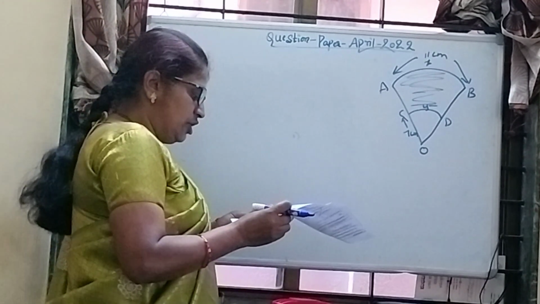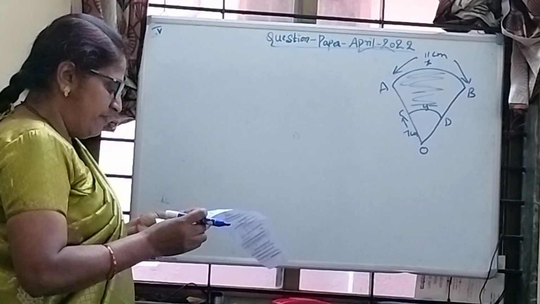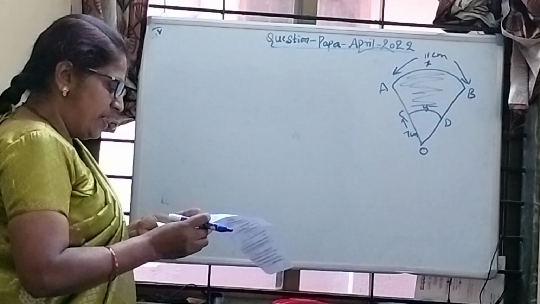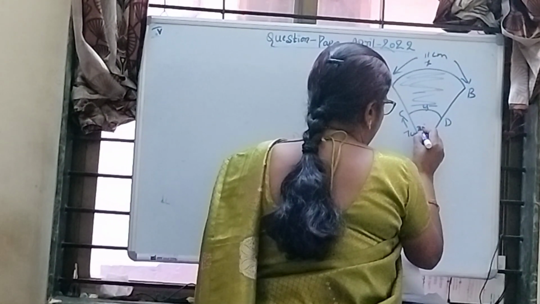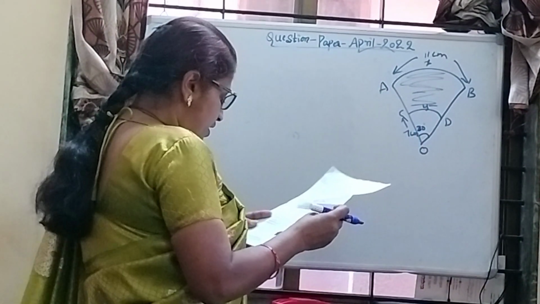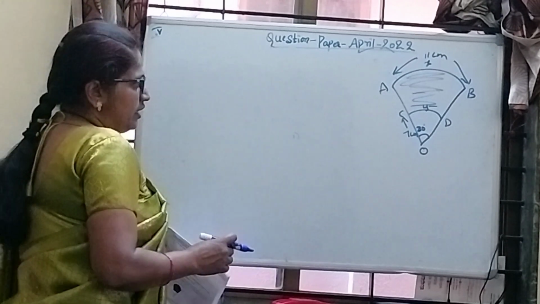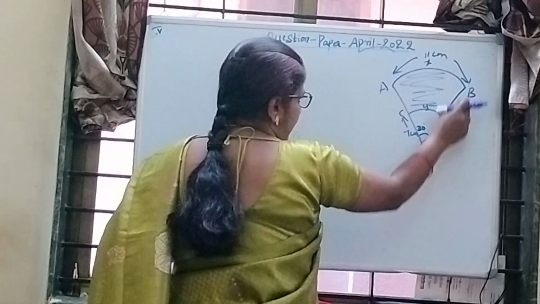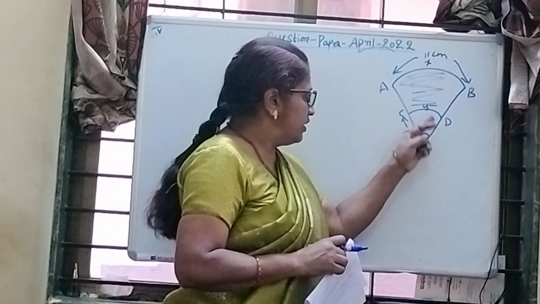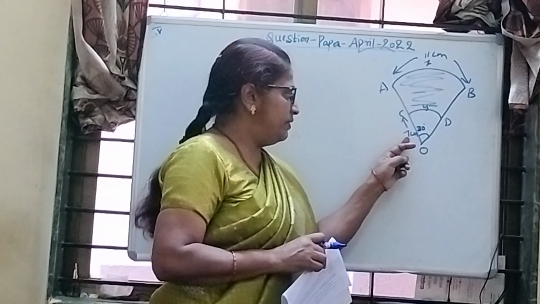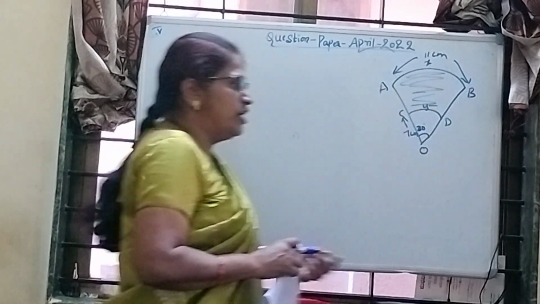The question here is: AXB and CYD are the two arcs of concentric circles with center O. The length of the arc AXB is given as 11 centimeters, OC is 7, and angle AOB is 30 degrees. Find the area of the shaded region by taking the pi value as 22 by 7. Children, here the radius of the sector AOB is not given, but the radius of COD is given as 7 centimeters. But instead of that, what is given? Length of an arc of a circle.